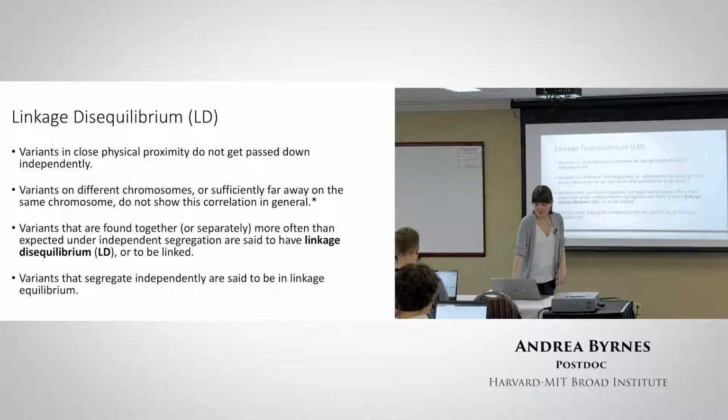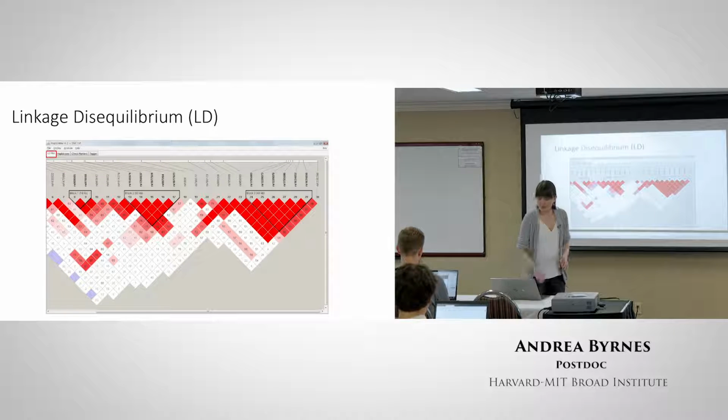And then variants that are found together more often than you would expect in independent segregation, we could say that they're in linkage disequilibrium, or that they're linked. And variants that segregate independently, and I'll show you a picture of this in a second, are said to be in linkage equilibrium. And this is something that we as geneticists care about pretty strongly when we look at something like GWAS data.